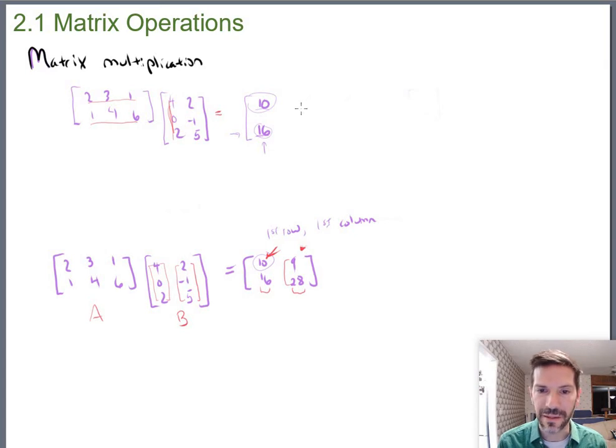Maybe I'll write this out actually, just to make it clear as we figure out the 9 spot. So the 9 is in the first row, second column. So first row, second column. And what I need in there is 2 times 2 plus 3 times -1. Plus 1 times 5.